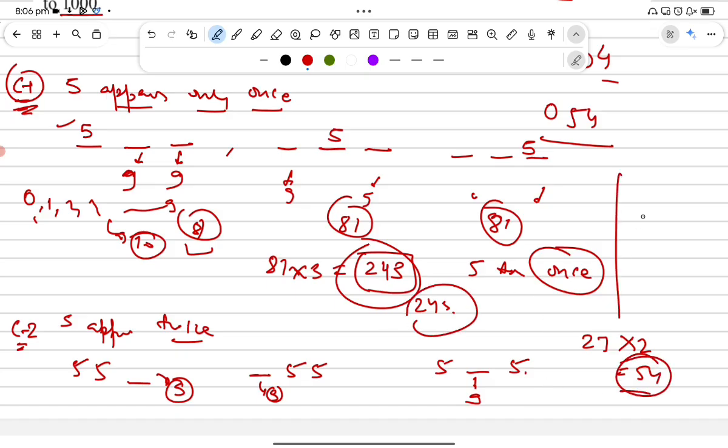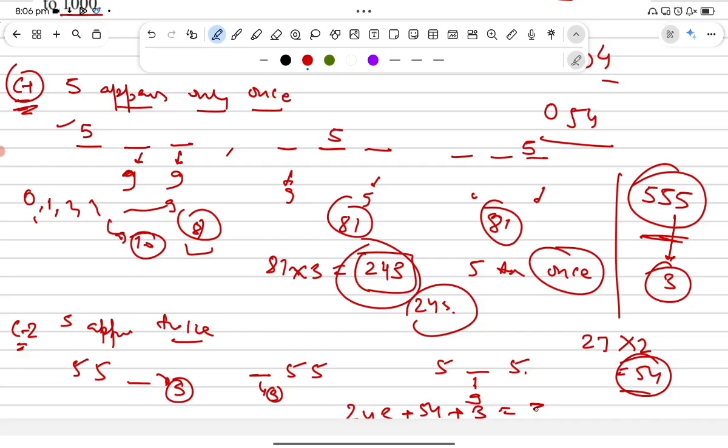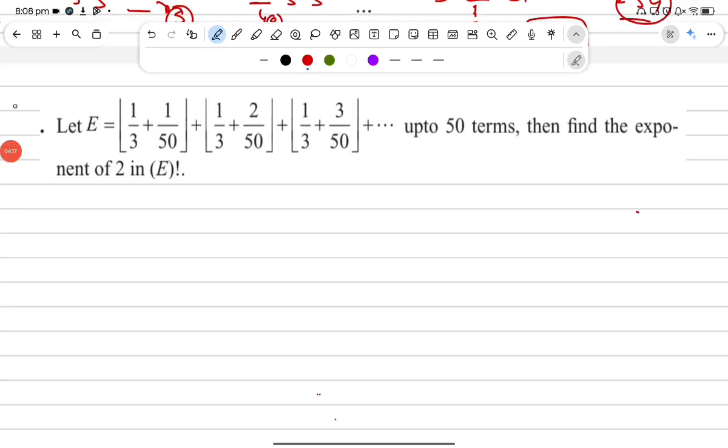And there will be one case of 5 5 5. There's just one case. So here 5 appears thrice. So the total number of 5s is going to be 243 plus 54 plus 3, that is 300. That is the answer.